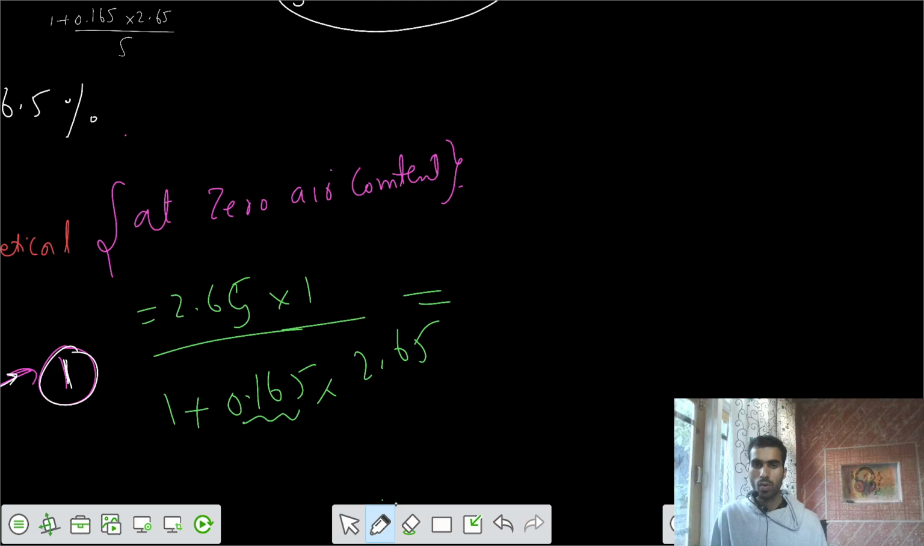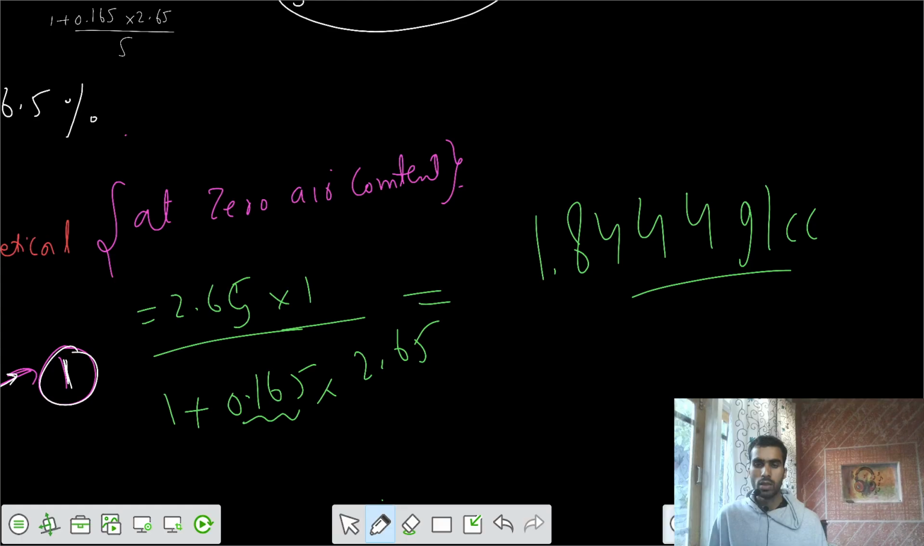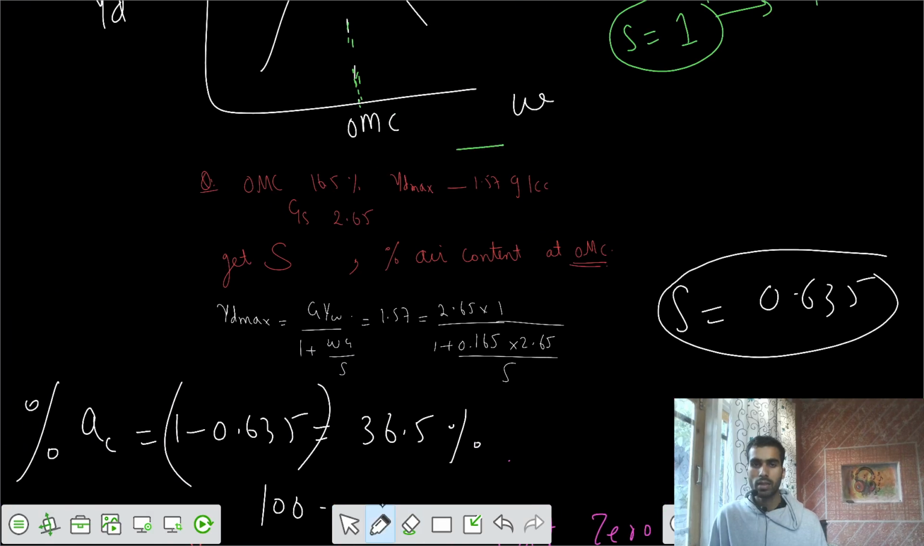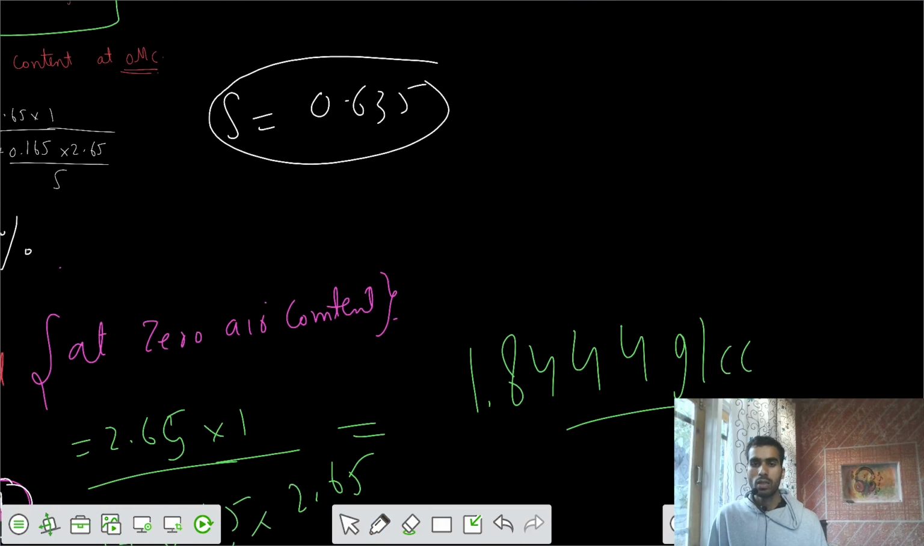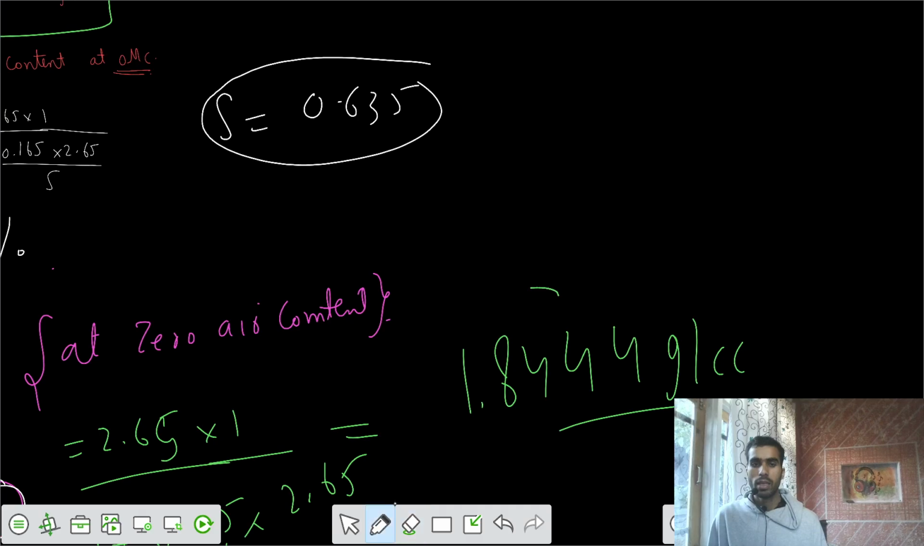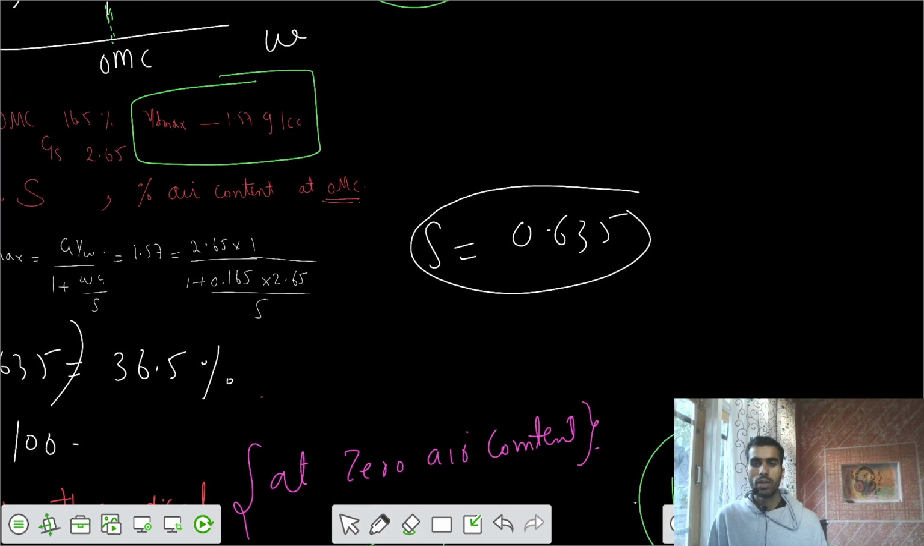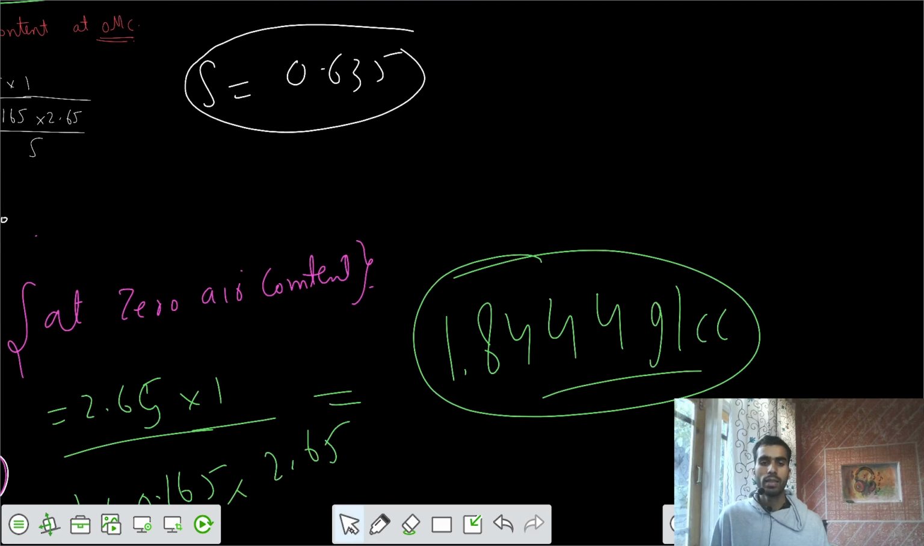What is the value? 1.844 grams per cc. So if I compare with the initial value given, here we have gamma D max 1.57 only, but at S equal to 1, the value comes out to be gamma D 1.844, more as compared to 1.57. So here we have degree of saturation equal to 100%, but in the initial case, that was 63.5%.